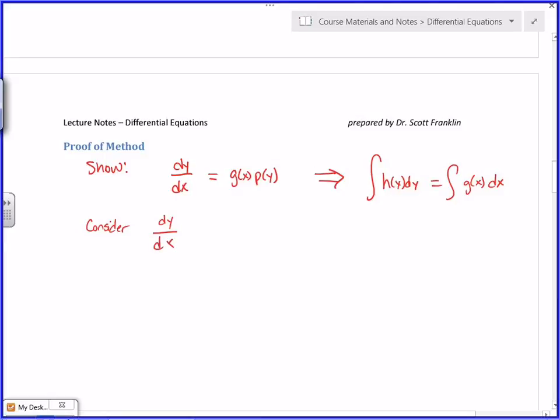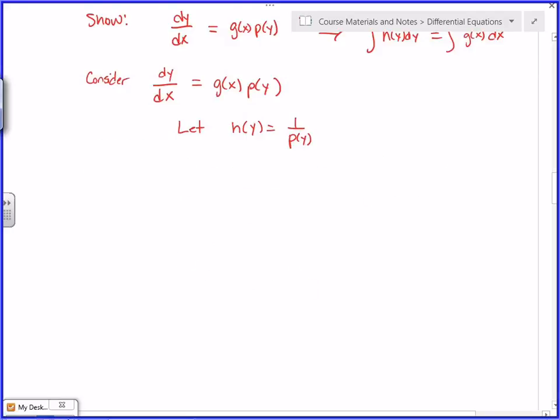dy/dx is equal to g of x p of y. So we'll start there. And for notation again, let h of y be 1 over p of y. I'm just introducing the variable h now that will show up in the conclusion of this proof, okay? Now, the first thing I can do, with the assumption that p of y is non-zero, is say this implies that 1 over p of y dy/dx is equal to g of x. No abusive notation there, as long as p of y is non-zero.